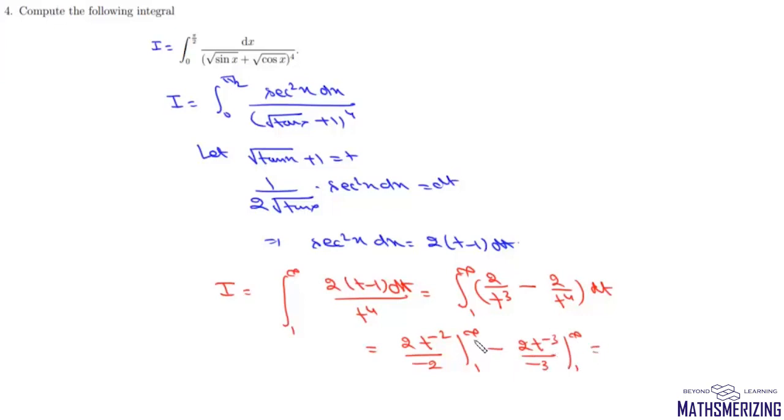So we'll put the limit. So when t is infinite, 1 upon t is 0. Then it will simply be 1, and then minus, when t is infinite, it will be 0. Then it will be 2 by 3. So the answer to this question is simply 1 by 3.